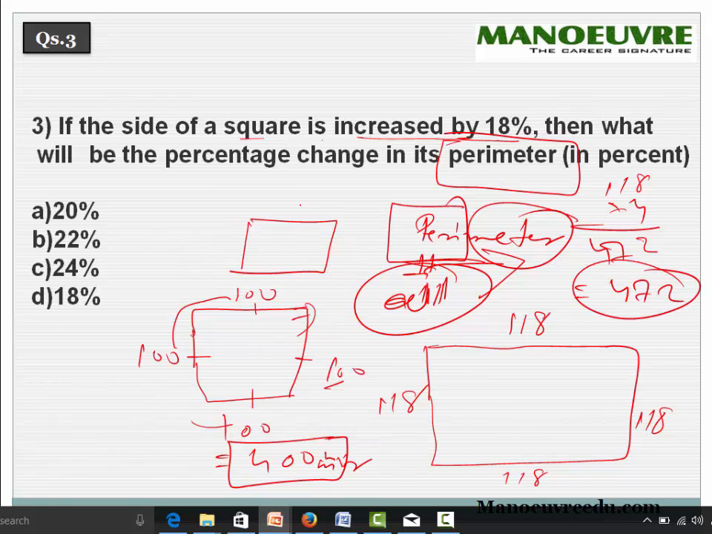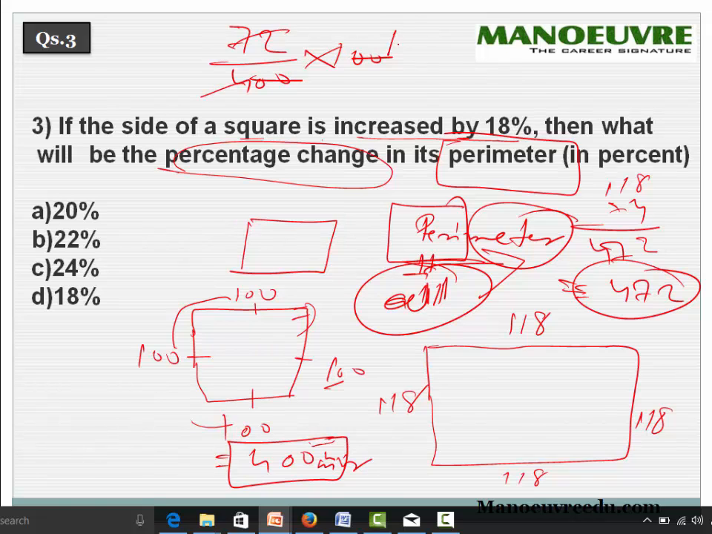So what is the percentage change? Again percentage change, guys. Final value here is 472. Initial value is 400. 472 minus 400 is 72, upon the initial value, which is 400, into 100. So this gets cancelled, and 4 ones are 4, 4 eights are 32. So 18% is your answer.